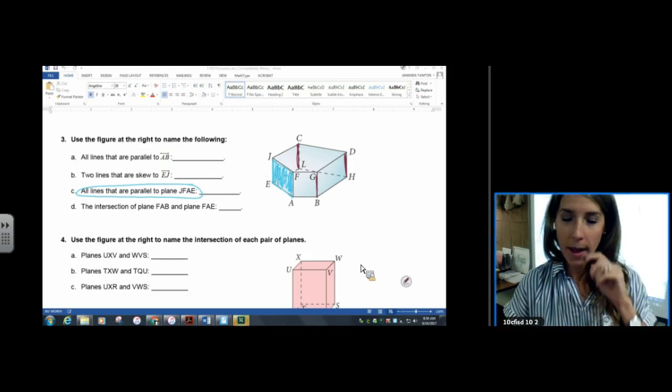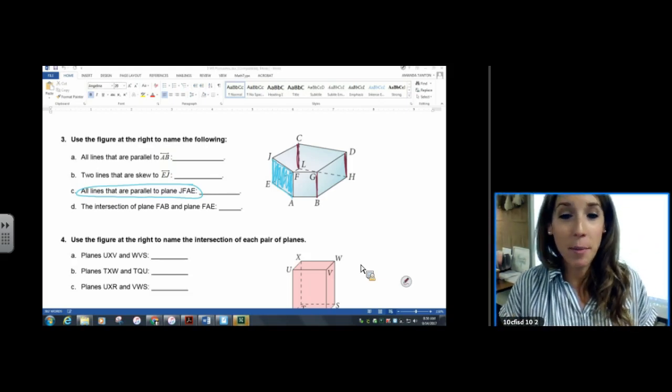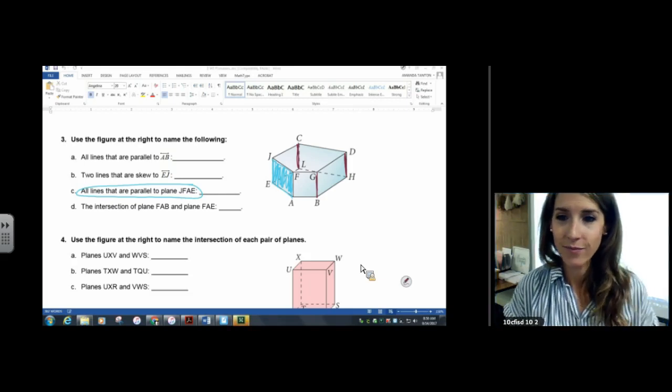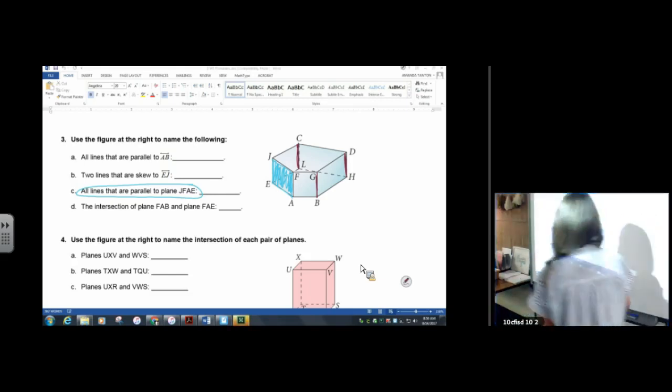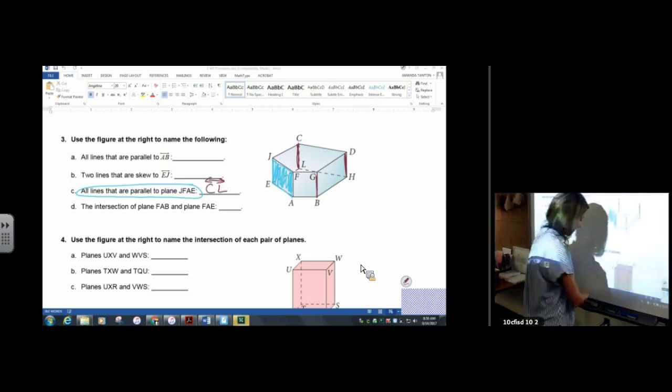You can look at your vocab sheet. I think it says you can name a plane with 3 or more letters. You can name a plane with 6 letters if you want. So it's just 3 is the minimum. So an example would be CL.